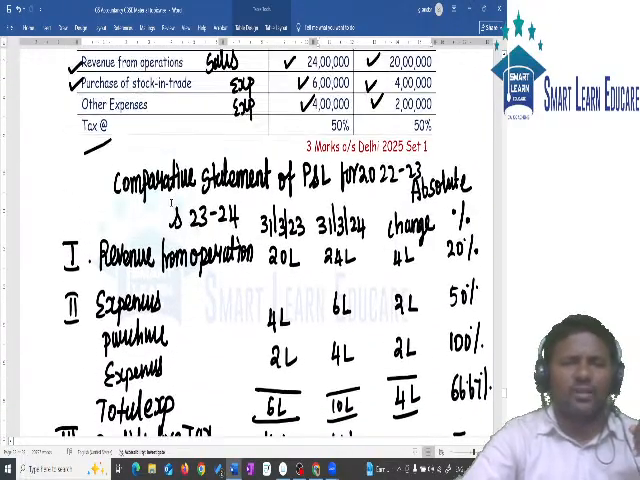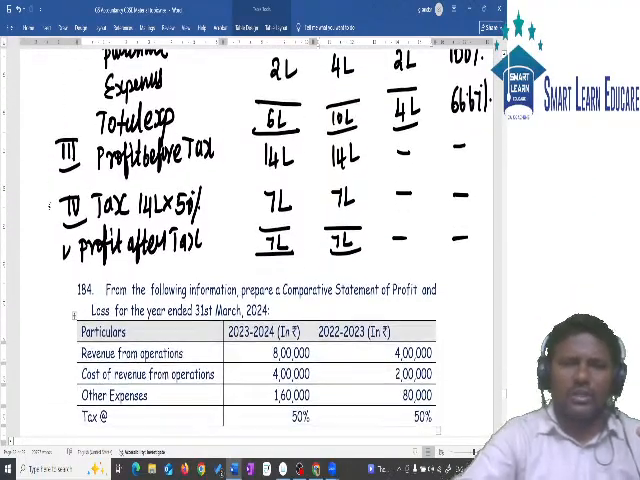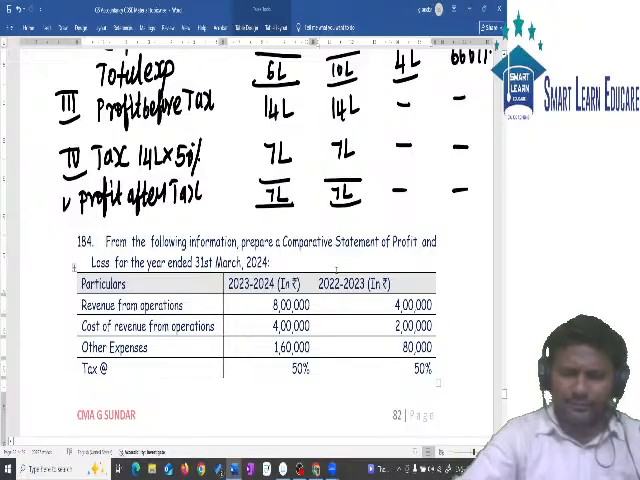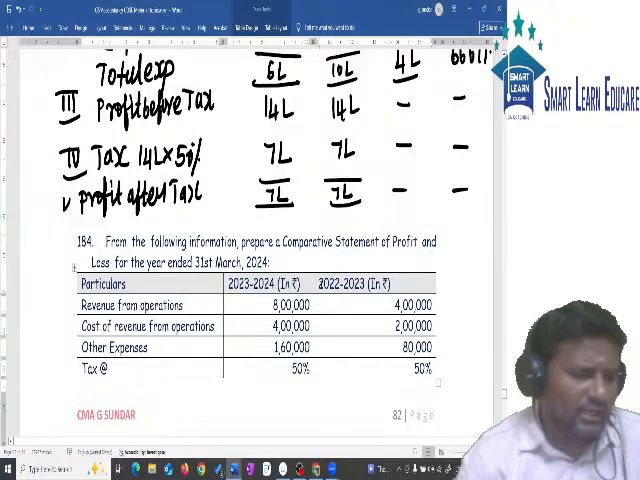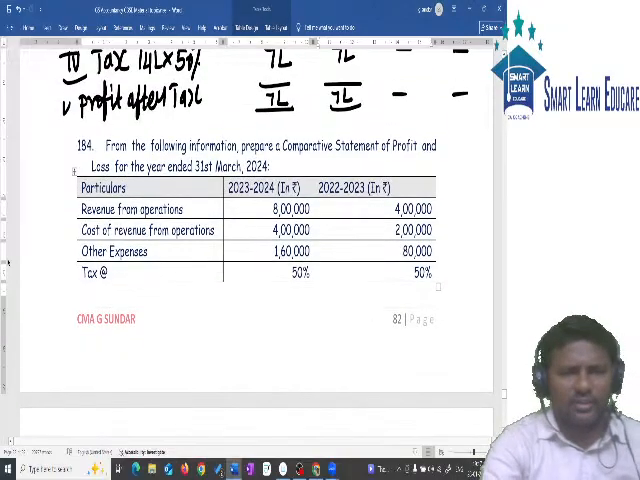Same format. Heading: comparative P&L. Write the same way. Give the information particulars. First write for last year, then current year. What is the change? Try this question. It is a 3 mark question, and they consistently ask this question.